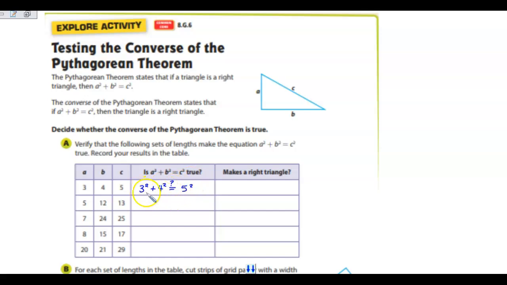Well, this is 9, and that's 16, and 5 squared is 25. If I take 9 plus 16, I get 25. And yes, 25 does equal 25, so this is a true statement, so yes.